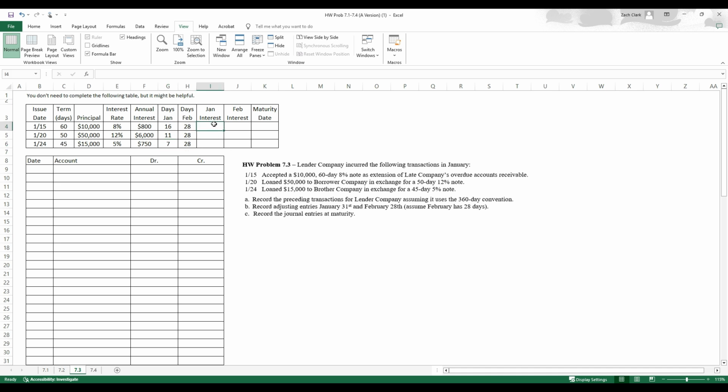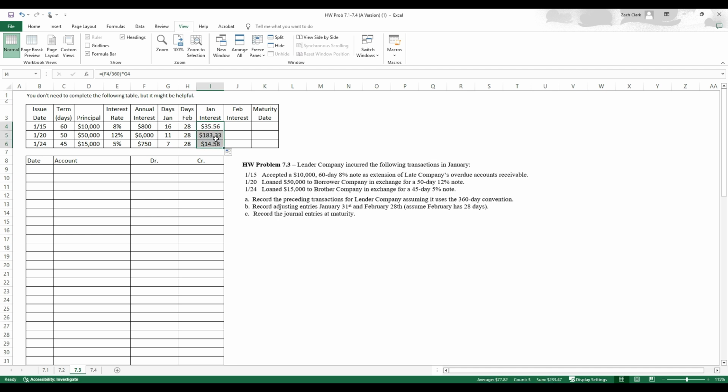Okay. And then we can do January interest. Let's do some calculations here. We have to get a daily interest, so we can take this 800 and divide that by 360. That's our 360-day assumption. We'll do that for each one. Then I'm going to put parentheses around that daily amount, and then we're going to multiply the daily amount by the number of days.